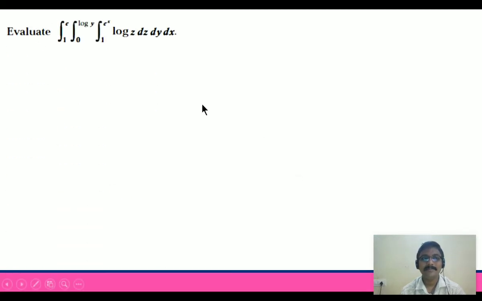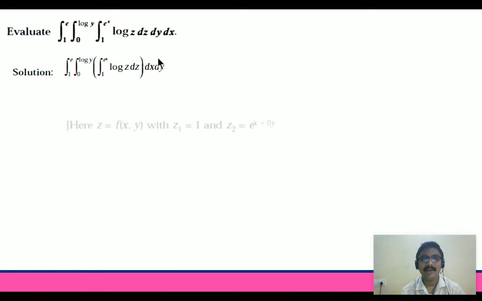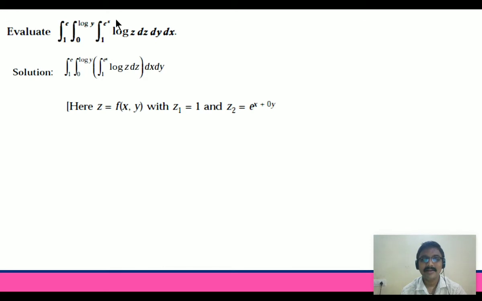Another problem. Evaluate integral 1 to e, integral 0 to log y, integral 1 to e power x, log z, dz, dy, dx. So here we have to apply the integration first with respect to z and then y and then x. Solution: while integrating with respect to z, we have to keep x, y as constant. So z1 limit is 1 here and z2 limit is e power x plus log y. So clearly z limits are here in terms of x, y.